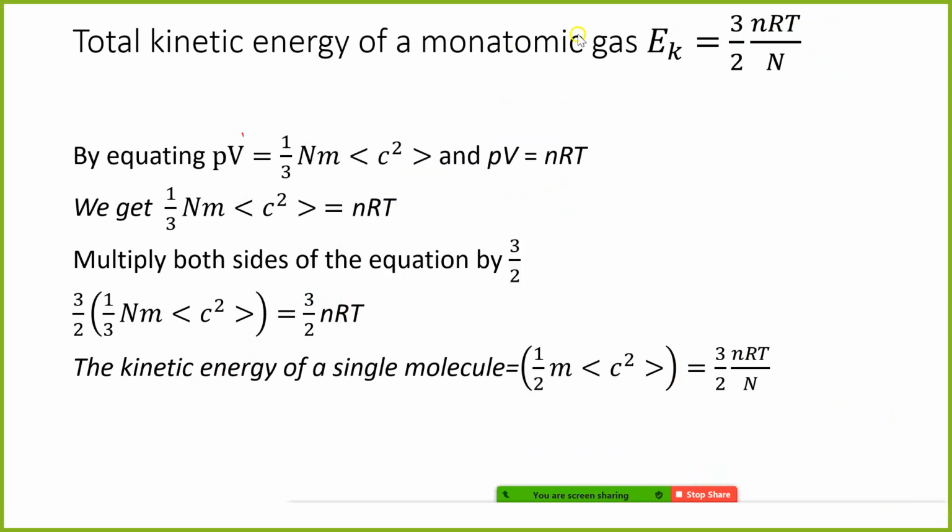So this is the overall equation that we want to get at, which says the kinetic energy, EK, is equal to 2/3 times n times R times temperature divided by N. So we equated the equations. When we equate the equations, we get a third times N times m times the mean square speed being equal to nRT.